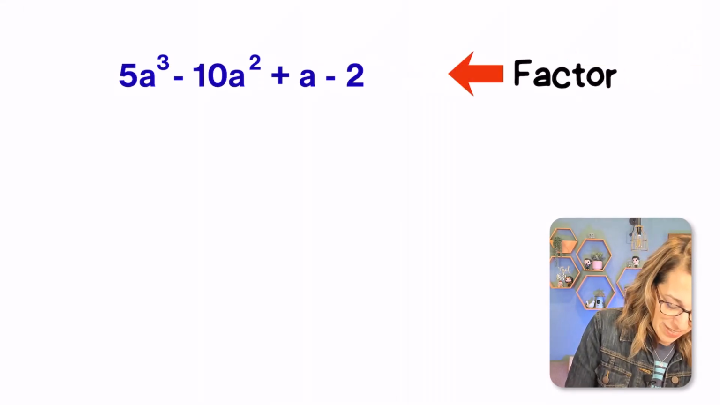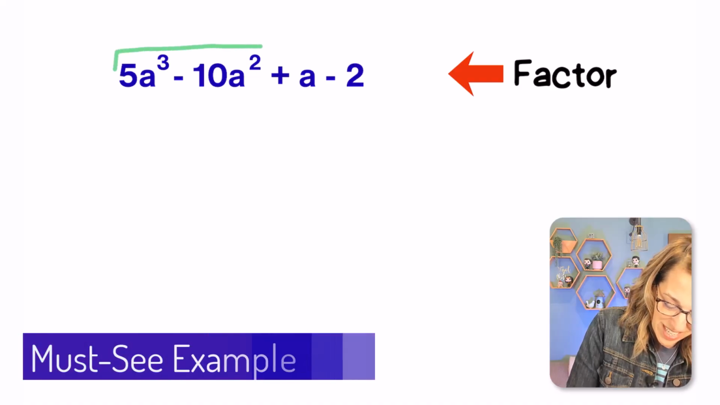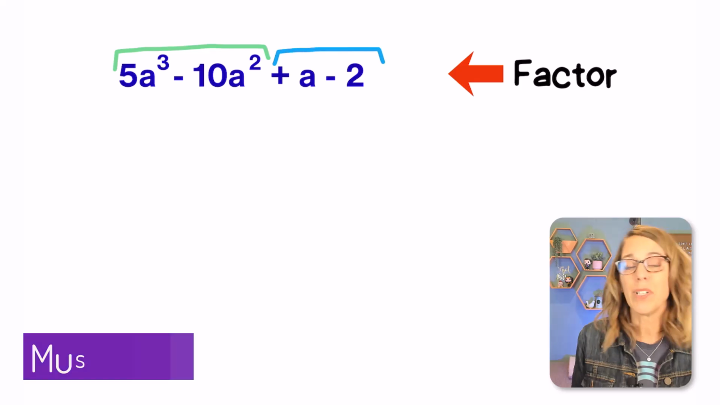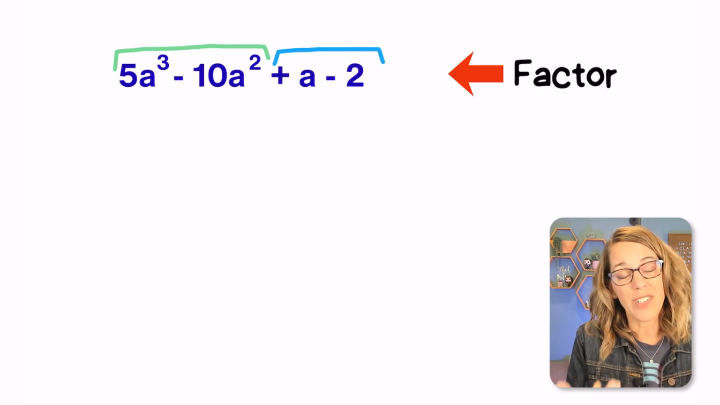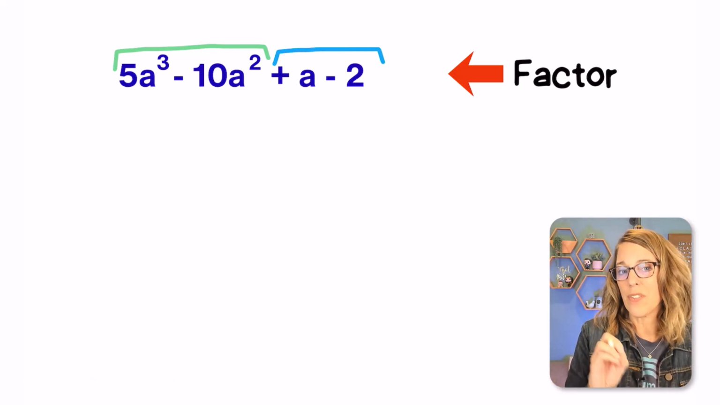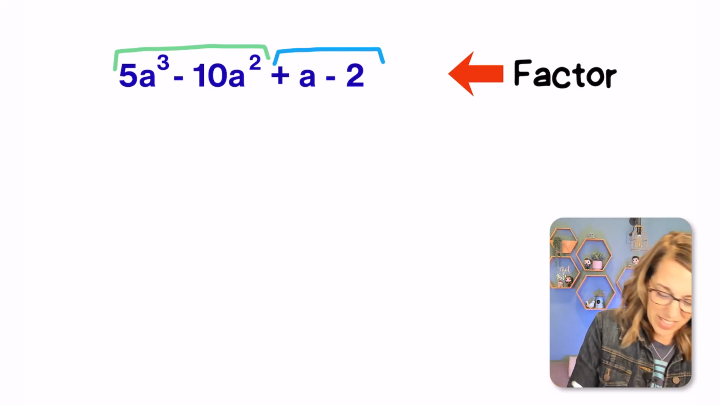Now you're getting the hang of it. So I know that I can group these into pairs. Oh, I did green first, so we'll just go with it. And then my blue. I'm going to use the same strategy that I used in the last example by doing the GCF for the first pair, and then we're going to tackle the second pair.